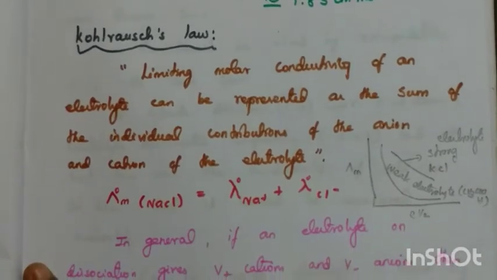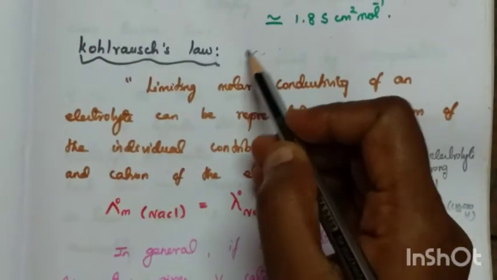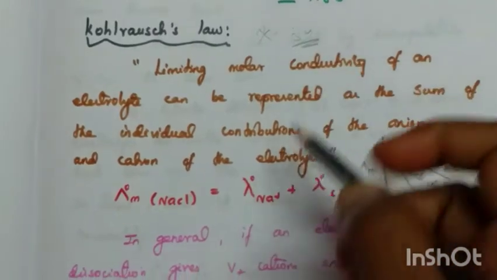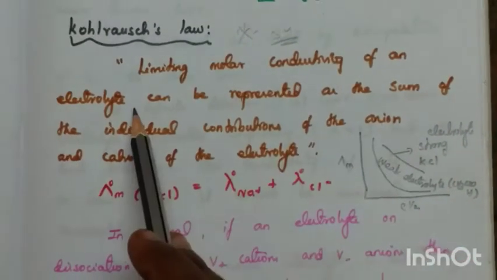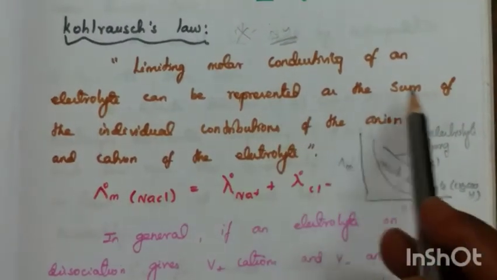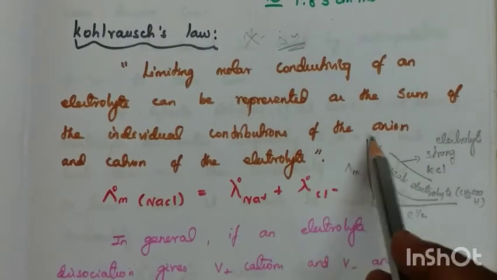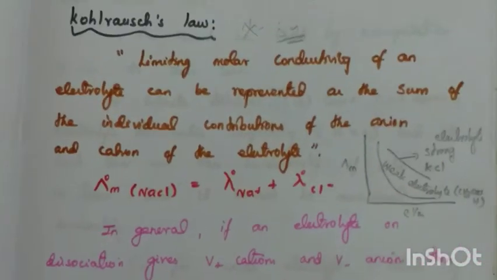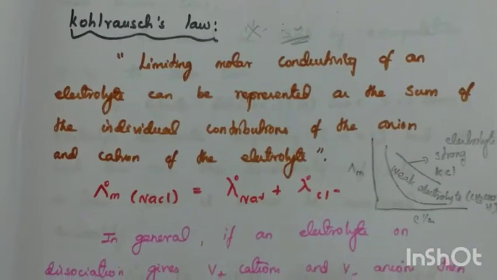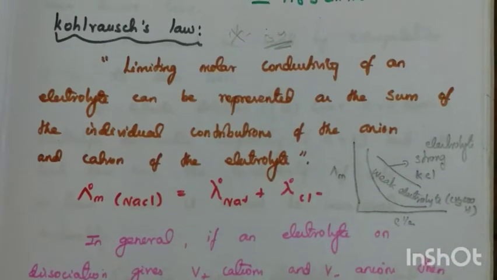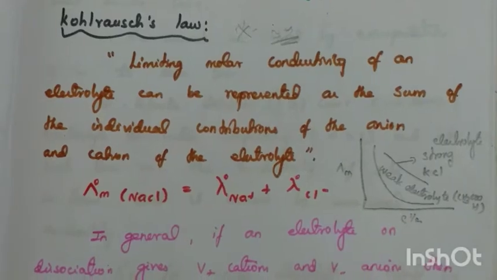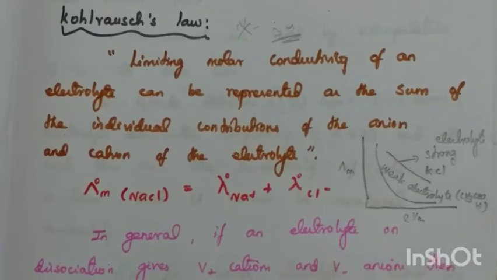State Kohlrausch law. This is one of the important 3 marks questions. What is Kohlrausch law? The limiting molar conductivity of the electrolyte can be represented as the sum of the individual contributions of the anion and cation of the electrolyte. For example, if we take NaCl, when it is dissolved in water, what happens? It completely dissociates to give Na plus and Cl minus ions.